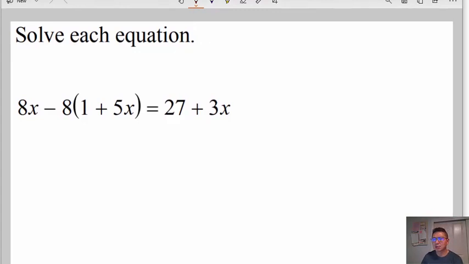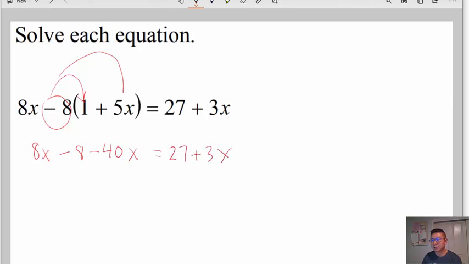Okay, so we're going to distribute the negative 8. So negative 40x is equal to 27 plus 3x. Combine my like terms, I get negative 32x minus 8 is equal to 27 plus 3x.